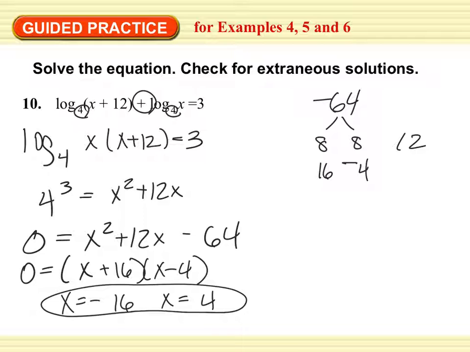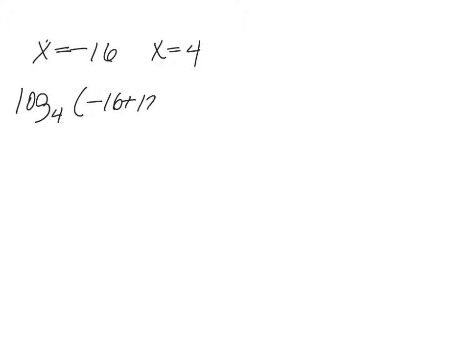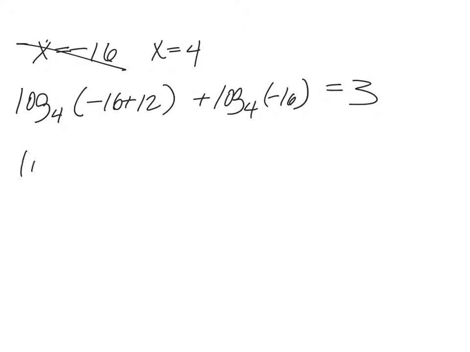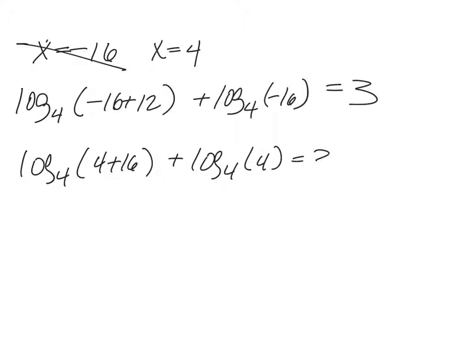I need to check both of these. Negative 16, positive 4. So let's plug them in. Log base 4, negative 16 plus 12. I see that gives me a negative, so I know I'm done, because I can't take the log of a negative number, so that doesn't work. Now log base 4 of 4 plus 12, and log base 4 of 4.